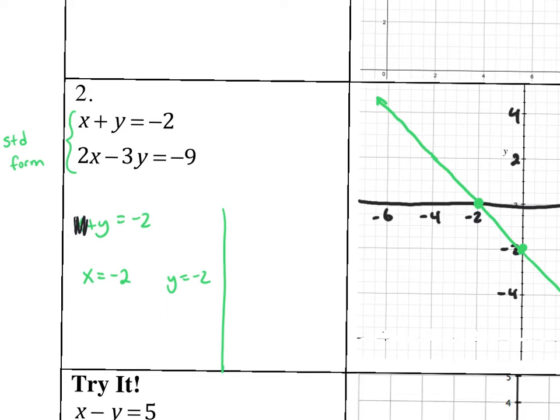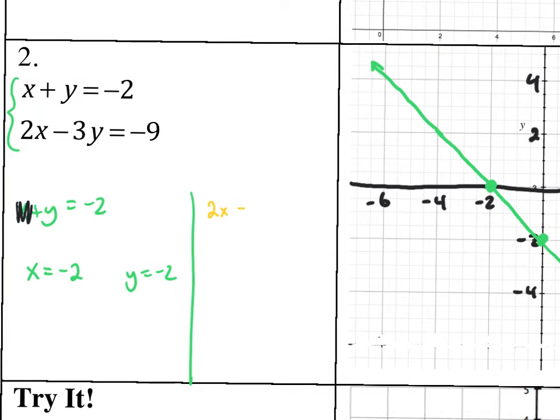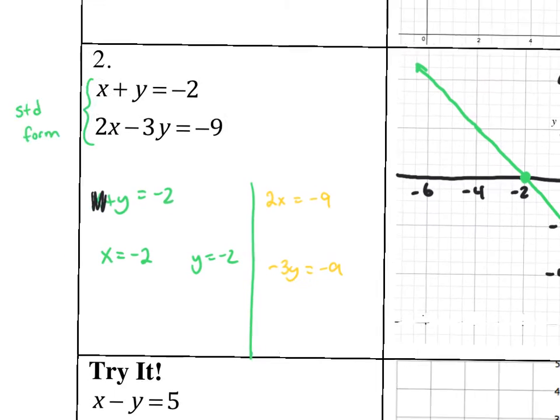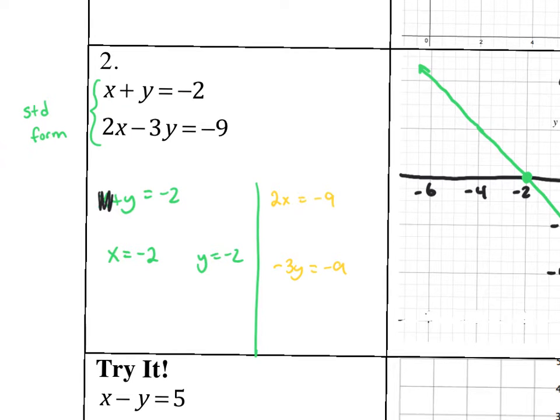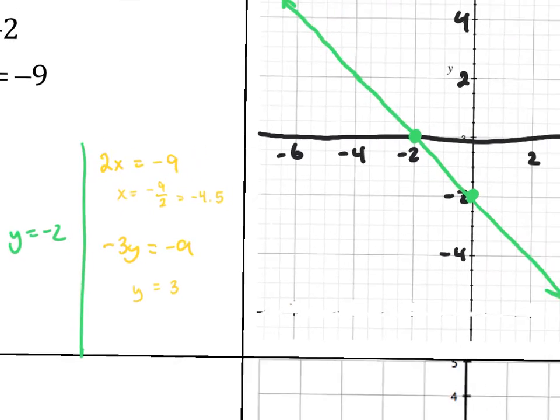Now the other one is also in standard form. So 2x equals negative 9, and negative 3y equals negative 9. Again, what did I do? I just covered this one up here, and there is one equation. And then I covered up this one here, and there's the other equation. Let me finish that one up. This one here is negative 9 over 2, which, since I'm going to use it on a graph, I'm going to estimate as exactly equal to negative 4.5. And y is 3. So where do those live?